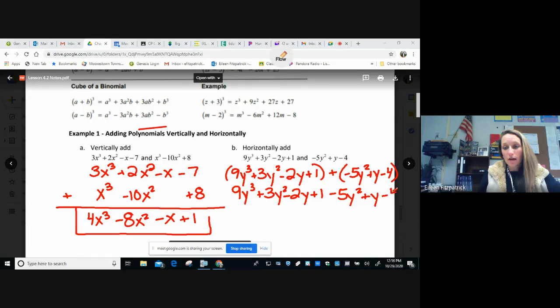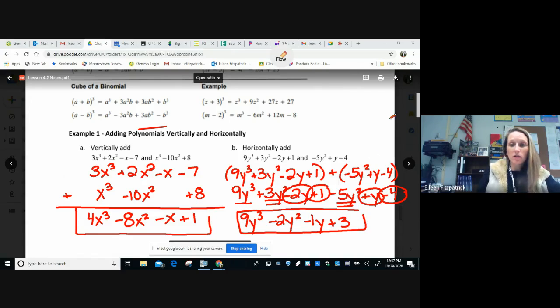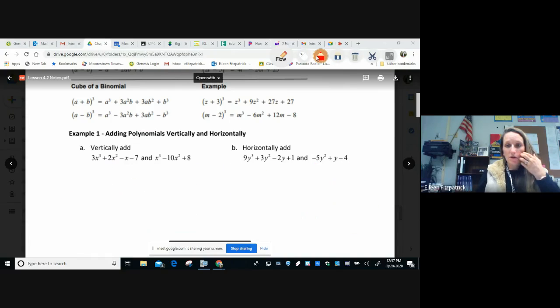And finally, I'm going to look for like terms starting with the highest exponent. So the highest exponent is y cubed, and there are no other y cubed terms. Then I go to my y squares. A positive 3 and a negative 5 is a negative 2y squared. Then I go to my y term. So a negative 2 and a positive 1 is a negative 1y. And then finally, the constants, I have a 1 minus 4. So that's a positive 3. Right? So that's the answer there. So you can add vertically or horizontally. Okay, let's keep on moving along.